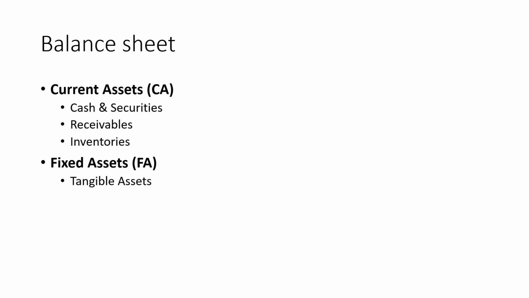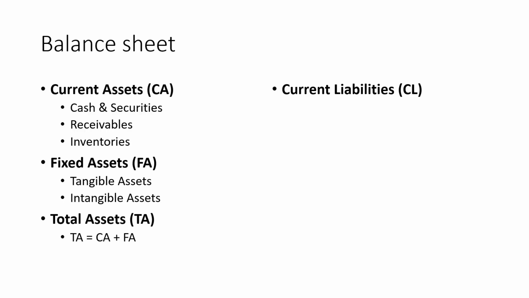There are two types of fixed assets: tangible assets, which can be felt, touched, etc., and intangible assets, which are notionally present. Tangible assets can be plant and machinery, and intangible assets could be a patent or a trademark or the company logo. These are all intangible assets because they exist, they have a value, they can be sold for money, but they cannot be felt. So the total assets is defined as the sum of fixed assets and current assets, or short-term assets and long-term assets.